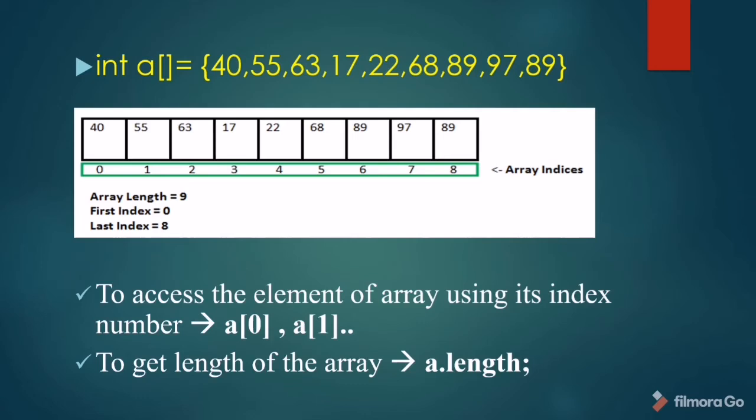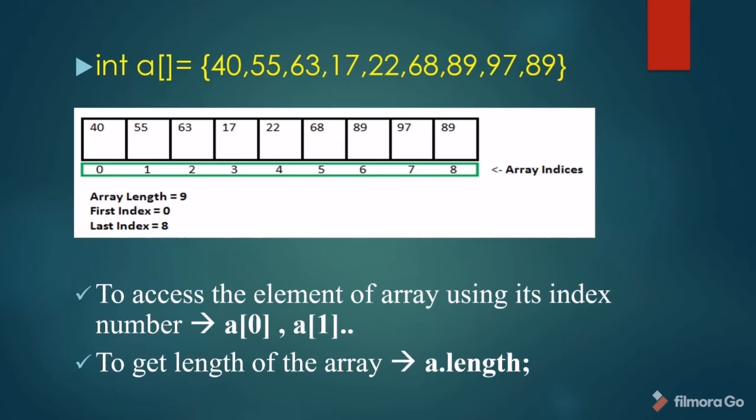So from 0 to 8 index values will be there, and the 0th index will store the first element, that is 40. The first index will store 55, and it goes on like that. So array length equals 9, first index equals 0, last index equals 8.